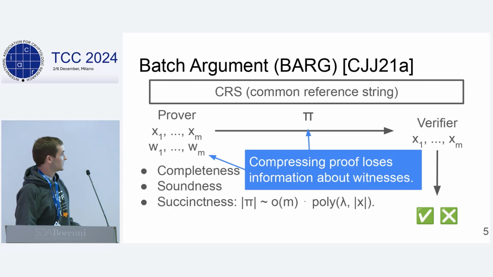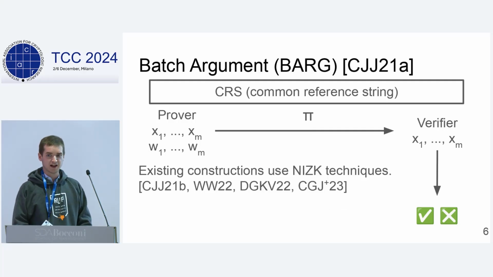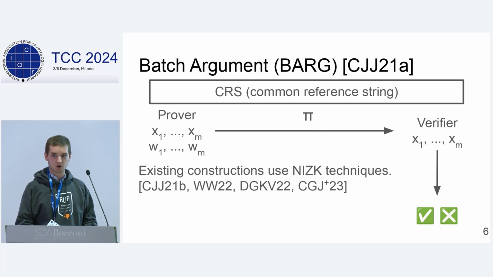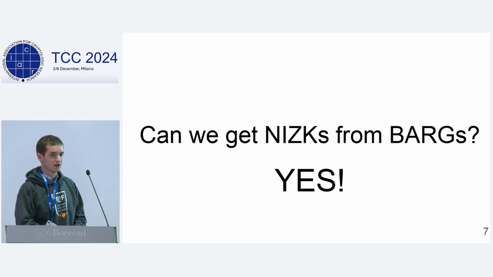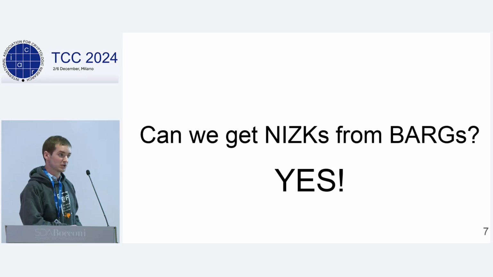So you could ask if we can get some kind of secrecy property from this succinctness property. And when you combine this with the fact that most existing BARG constructions follow from the same techniques that are used to construct NIZKs, it raises a natural question. Can we get NIZKs from BARGs directly? And the answer, according to a line of recent works, is yes.